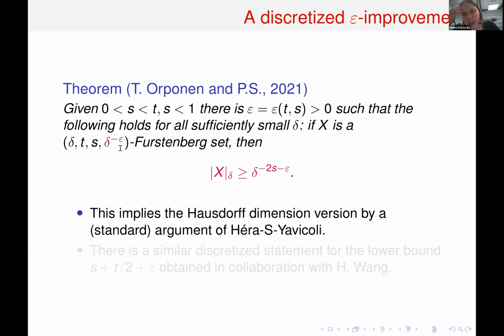Okay, I see. I was thinking that it would be somehow an enemy, but you're actually saying that it's an ally. Yeah, there are many more delta to the minus epsilon Furstenberg sets than delta to the minus 1 million Furstenberg sets. So our result applies to many more sets. And this is actually useful. It's not just a technical thing that just happens to work in the proof. Well, it is something technical that happens to work in the proof, but it's also useful. Okay, I see. Thanks. Thanks a lot.